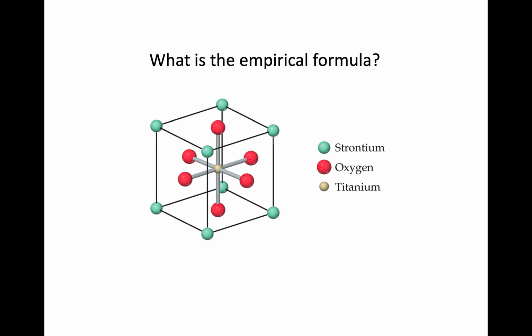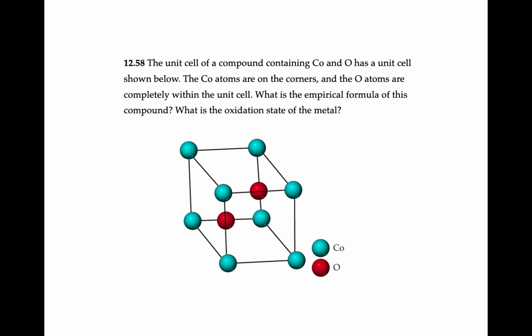Oftentimes, a typical question gives a representation like this and asks for the empirical formula. I see 1 titanium in the center, entirely within the unit cell. I see 6 oxygens, each along a face. I see 8 strontiums, each at a corner. That's what I would use to come up with the empirical formula. Here's another example.